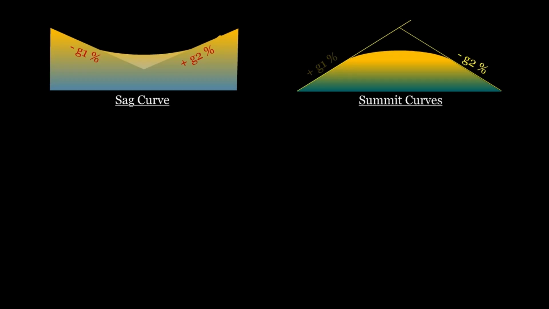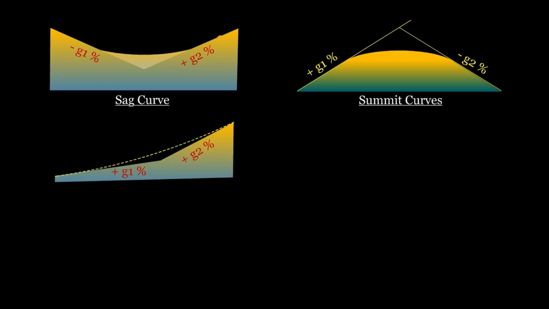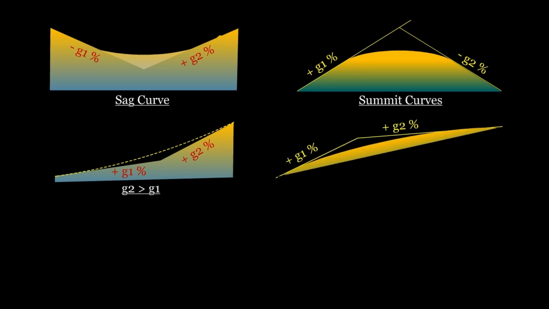1. Positive grade, G1, followed by negative grade, G2. 2. Negative grade, G1, followed by positive grade, G2. 3. Positive grade, G1, followed by a higher positive grade, G2. Note: G2 greater than G1. 4. Positive grade, G1, followed by a lower positive grade, G2. Note: G1 greater than G2.